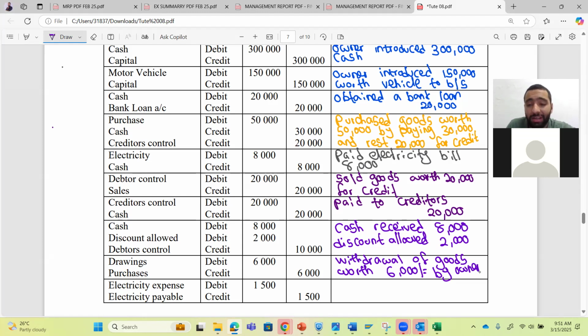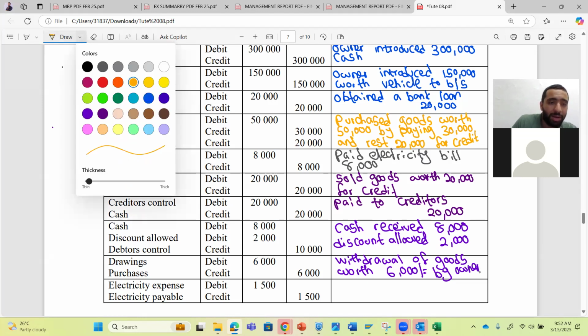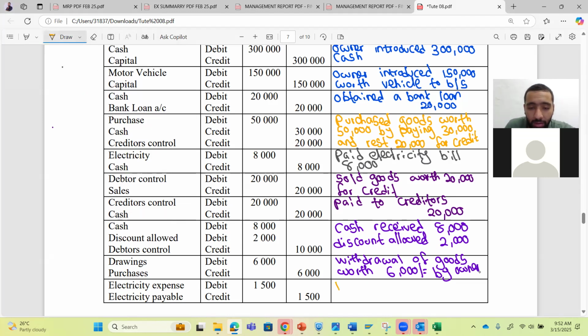Electricity expenses. Right? Last one, final one, very easy. Electricity expenses debit, electricity payable credit. What is this? You received an electricity bill, but you have not paid it. Very simple. Okay? So you have received the electricity bill which you have not yet paid. Electricity bill received worth 1,500 but not yet paid. Right? Very simple. We are done with all the questions.